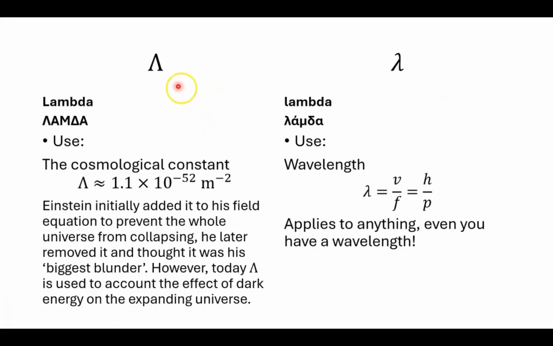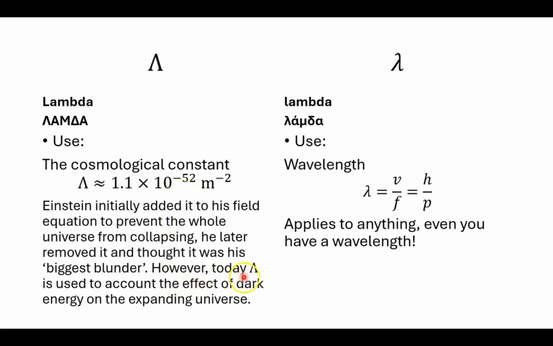And the uppercase lambda is our next symbol. It looks like A with the middle stroke missing. It's used to represent the cosmological constant, which Einstein initially added to his field equation to prevent the whole universe from collapsing, because everything in the universe exerts gravity on each other, and they'll all be attracting each other. If you assume the universe is not infinitely big, there has to be something that pushes all the things out to prevent them from all crunching together. But he later removed it and thought it was his biggest blunder. So he thought this thing is actually not correct and removed it from the Einstein field equations.